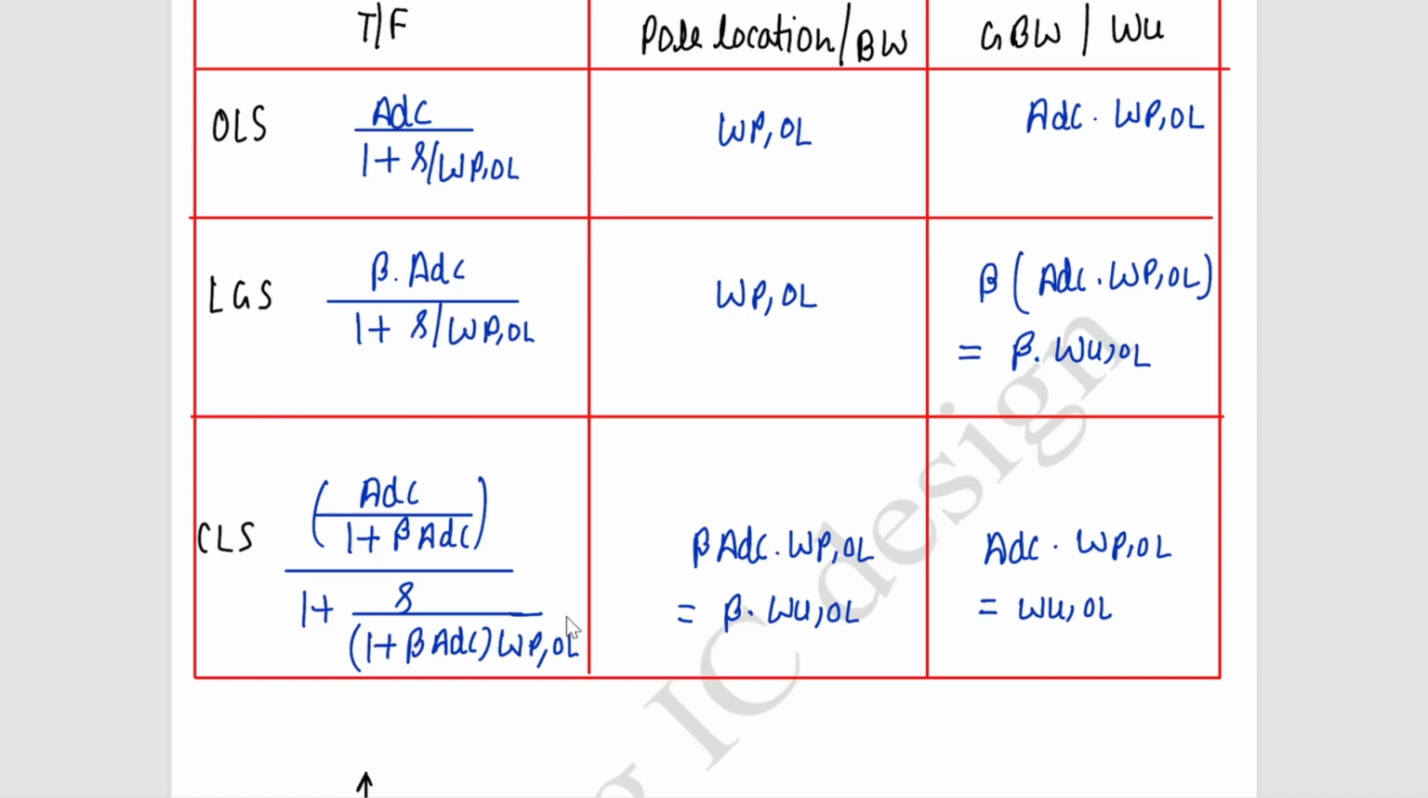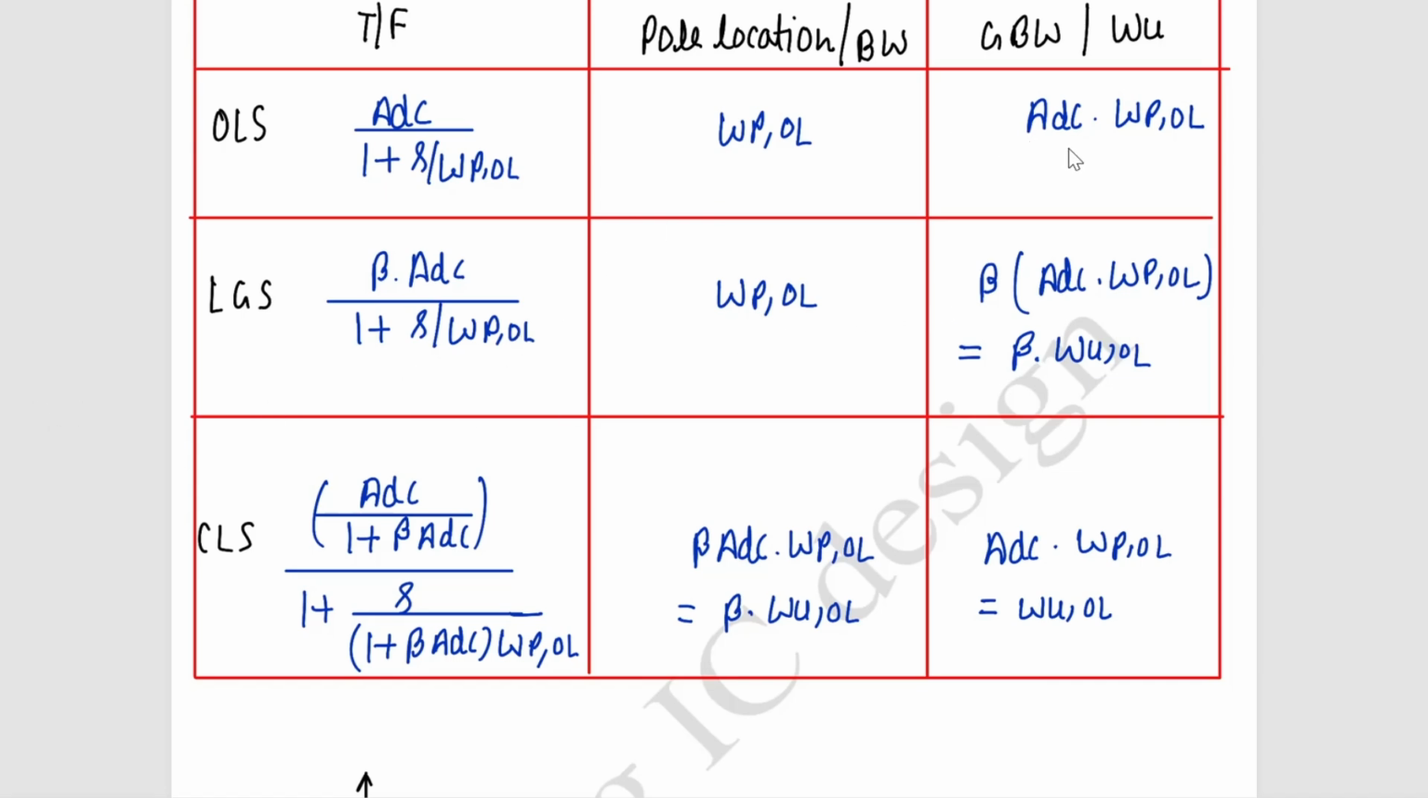Now here you can see the pole location changes. I have approximated, ignoring the 1, so it is beta times ADC into omega POL. It is also equal to beta times the unity gain frequency of the open loop system. Here you can say beta times the unity gain frequency. So this one is equal. You have to go through this by yourself. When you do it yourself, you will understand better.